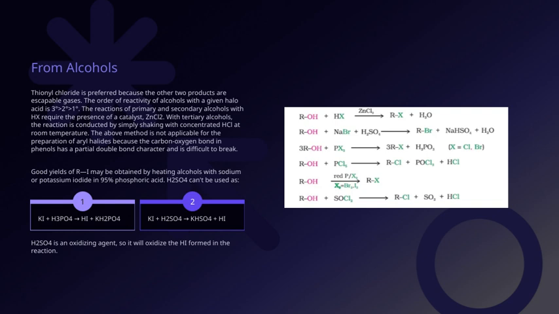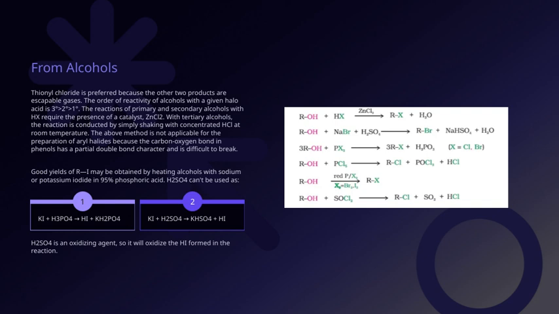This is a useful method for obtaining good yields of hydrogen iodide, especially by heating alcohols with sodium or potassium iodide in 95% phosphoric acid. It's important to note that sulfuric acid can't be used in some cases because of its oxidizing nature, which can interfere with the desired reaction pathway. Instead, thionyl chloride is often preferred because it produces gases like sulfur dioxide and hydrogen chloride, which can escape easily, making the purification simpler.